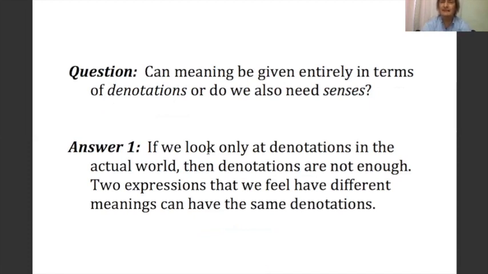Can meaning be given entirely in terms of denotations? Or do we also need senses? Well, if we look only at the denotations in the actual world, it's clear that a denotation can't be a meaning. We can see that immediately with sentences. Two sentences that are true have the same denotation, namely true. Maybe Abe is sleeping and the Eiffel Tower is in Paris. These are two sentences that are perhaps both true. They clearly do not have the same meaning.